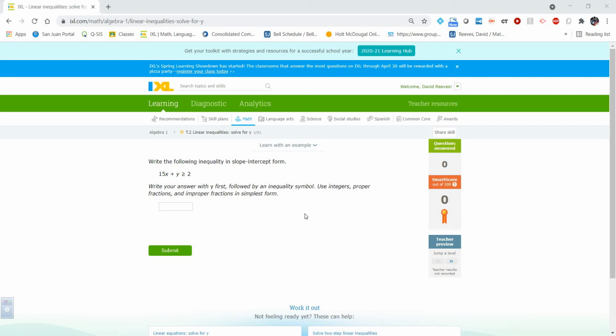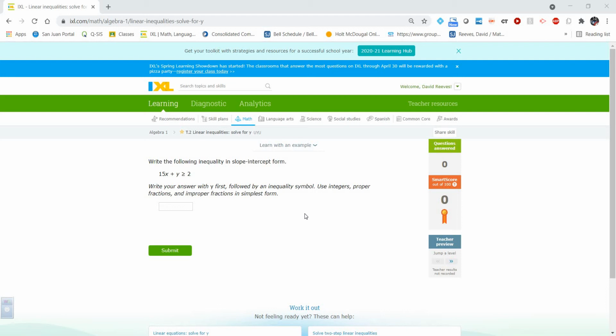Well, hey everybody, Mr. Reeves back with you. And in our previous video, we looked at solving equations for y to write them in slope-intercept form. In this short video, we're going to follow that up with solving inequalities for y.